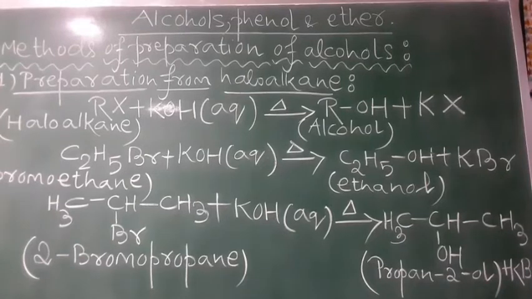In the next reaction we take 2-bromopropane. When it is heated with aqueous KOH we get a secondary alcohol. Yes, a 2-degree alcohol, which is propan-2-ol and KBr.